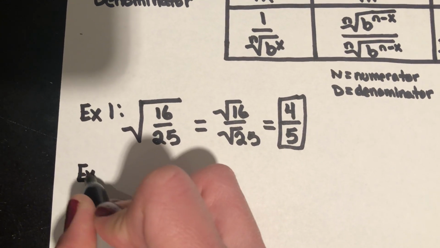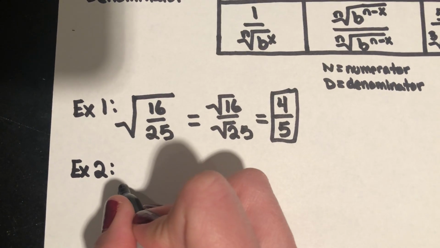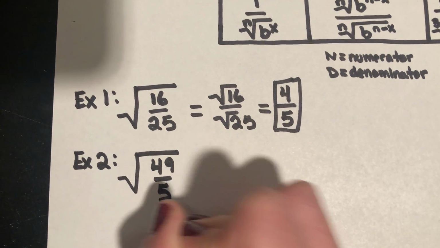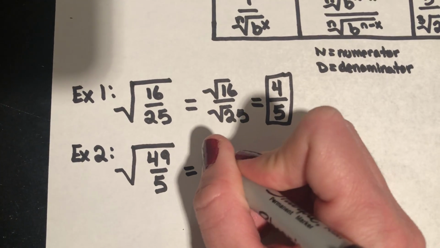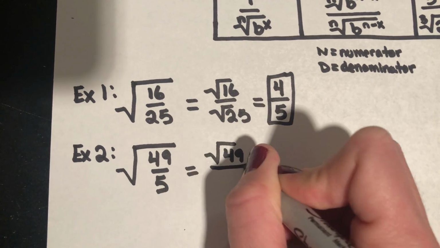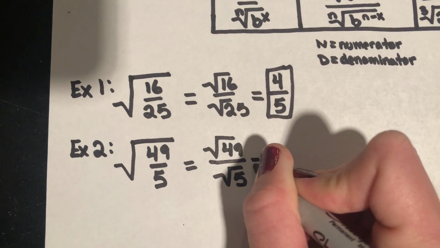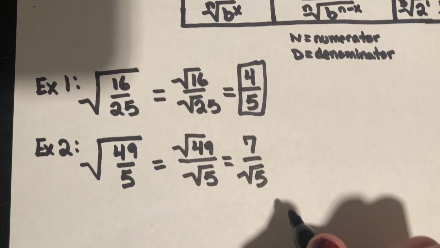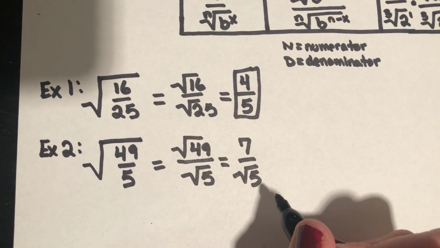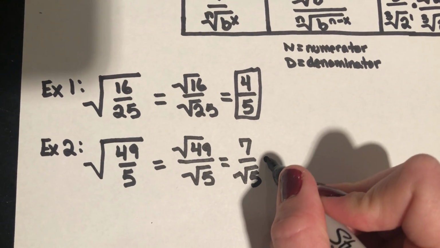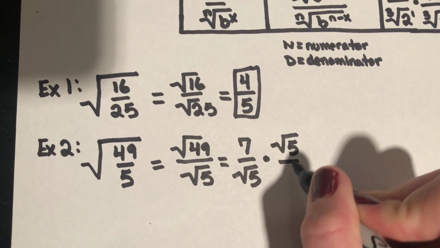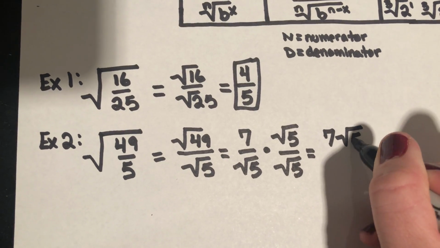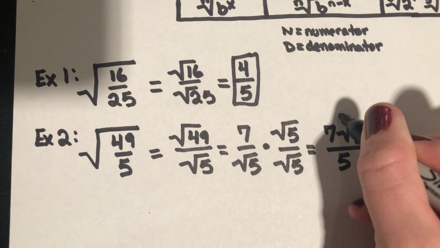Let's do example 2. So example 2, if we have the square root of 49 divided by 5, we're going to break this up. Root 49 divided by root 5. Well, root 49 exists. That's 7. But root 5, cannot leave that in the denominator. You must rationalize it. So I'm going to multiply this by root 5 over root 5. And our final answer is 7 root 5 divided by 5.